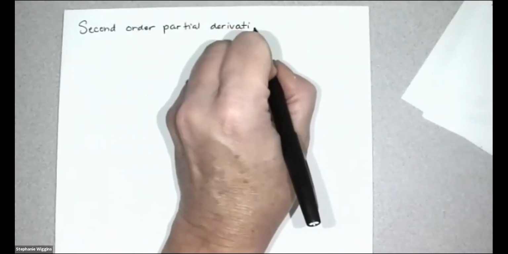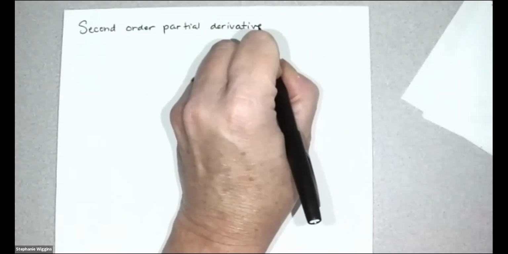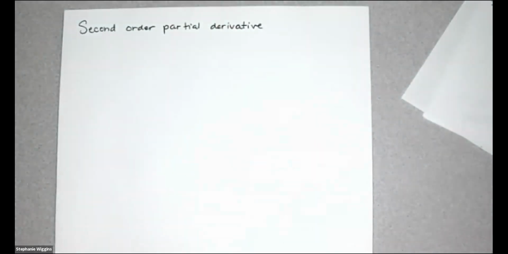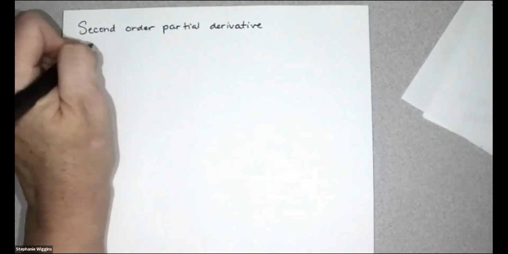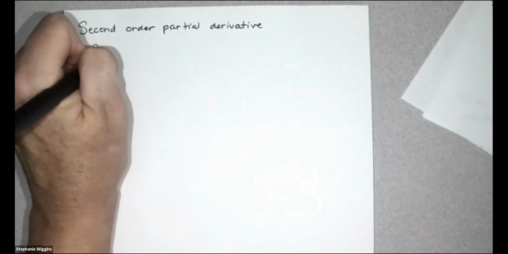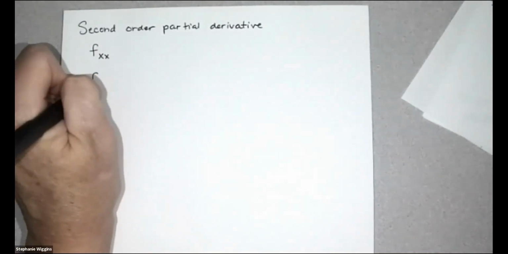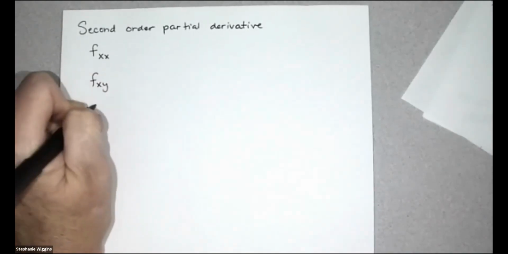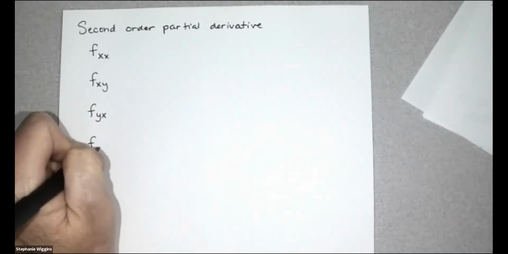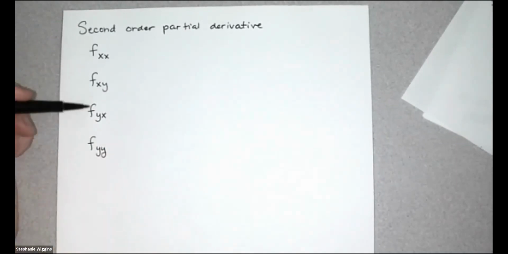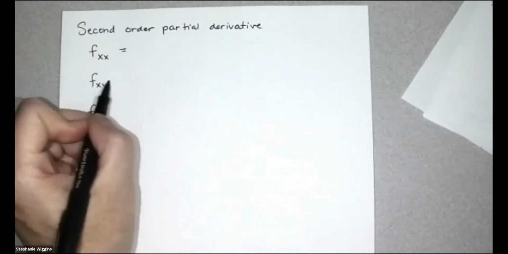So we talked about the first order partial derivatives. Now we're going to do second order. So remember, with the second order, you're just taking the derivative of the derivative. So with partial derivatives, you have 4 second order partial derivatives, and they are named fxx, fxy, fyx, and fyy.